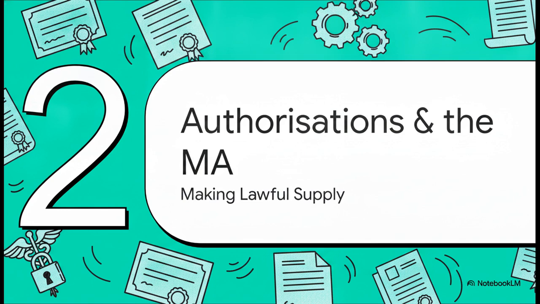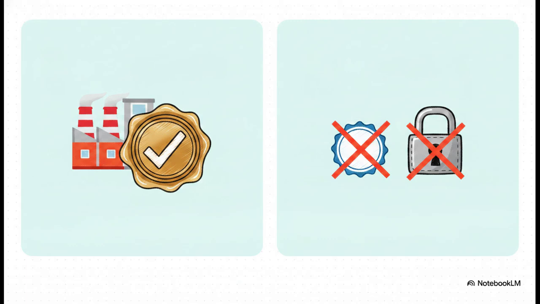We know the laws now, but what specific licenses make lawful supply actually happen? It basically boils down to two major authorizations. First up is the MIA, the Manufacturing and Import Authorization. This one is the heavy hitter. It legally permits a site to manufacture or import medicines, and crucially, it formally names the qualified persons. Simply put, there is absolutely no QP certification without an appropriate MIA.